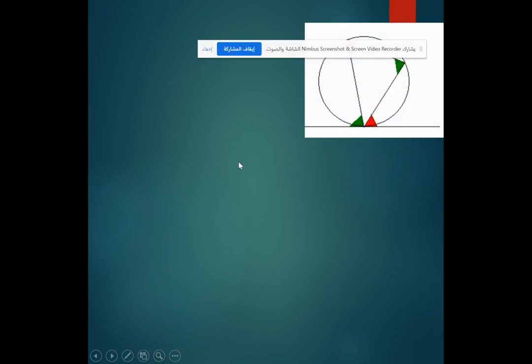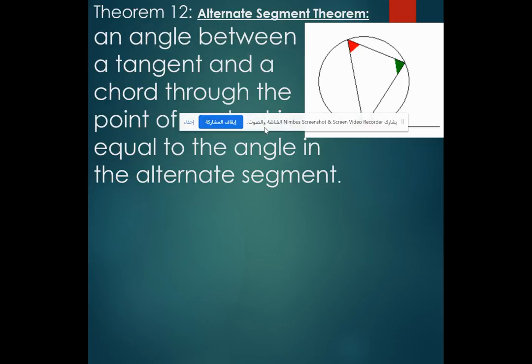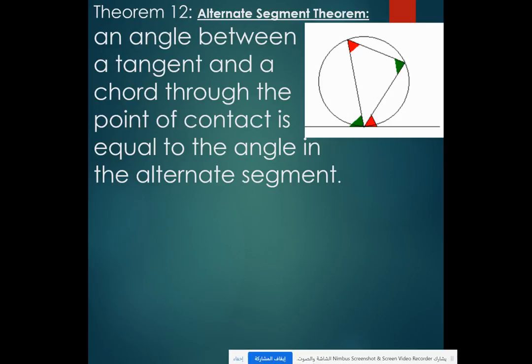Now you can have another theorem, which is theorem number 12, which is the last for today. You can see that theorem 12, we can call it the alternate segment theorem. And it is called alternate because you have an angle to the right and an angle in an opposite position to the left of the segment chord.